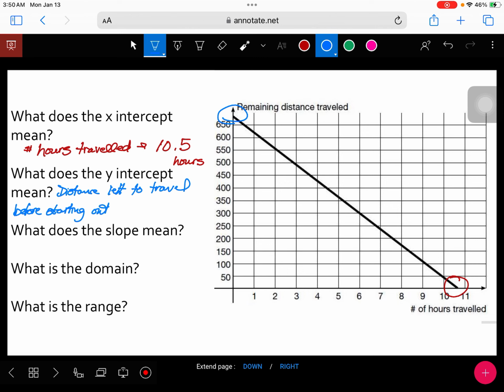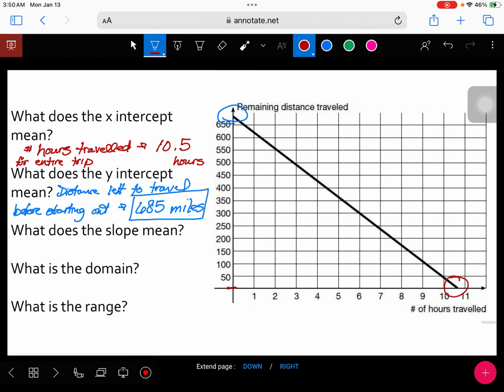That's what it means, and the actual amount here is 685 miles. So that's what the y-intercept is. This is what it means, the distance left to travel before starting out. The number of hours that they have traveled, I should say up here, for the entire trip. Because that's why the y amount is 0. There is no more distance to go. They are at 0. So that's why this is 10.5 and 0.